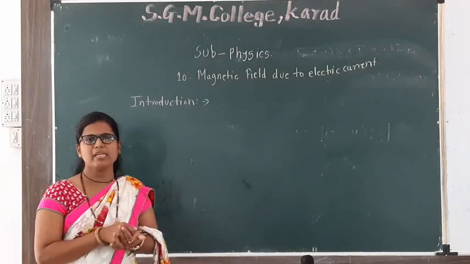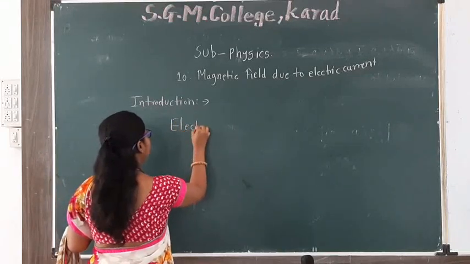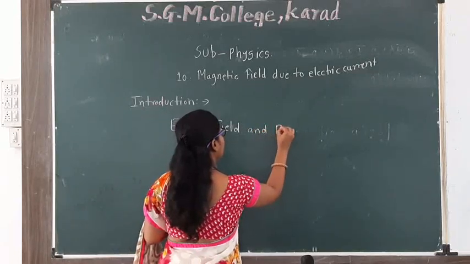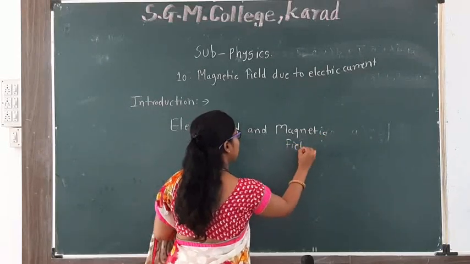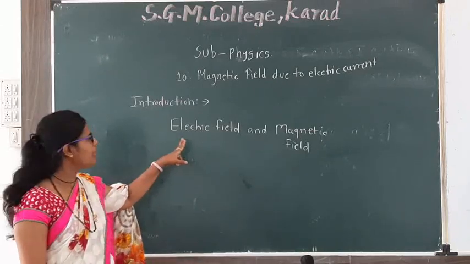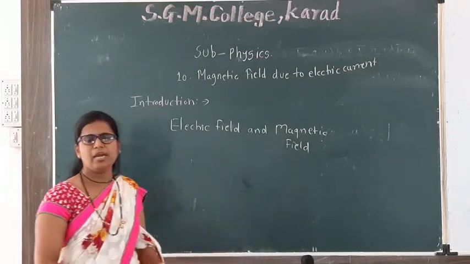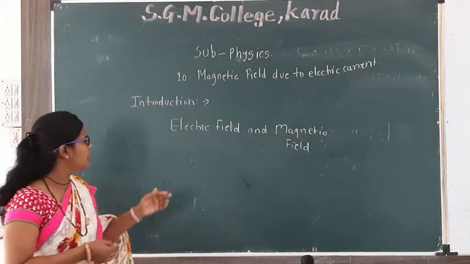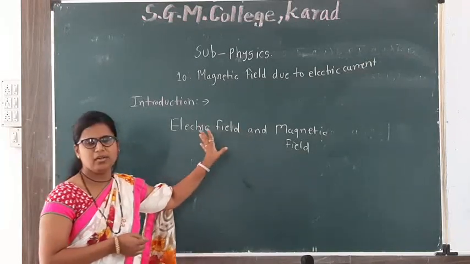Then the scientist Maxwell gave the relationship between the electric field and the magnetic field. This relation has several applications in everyday life, for example the electric motor, computer, and communication systems. Electric fields and magnetic fields are used in these applications.